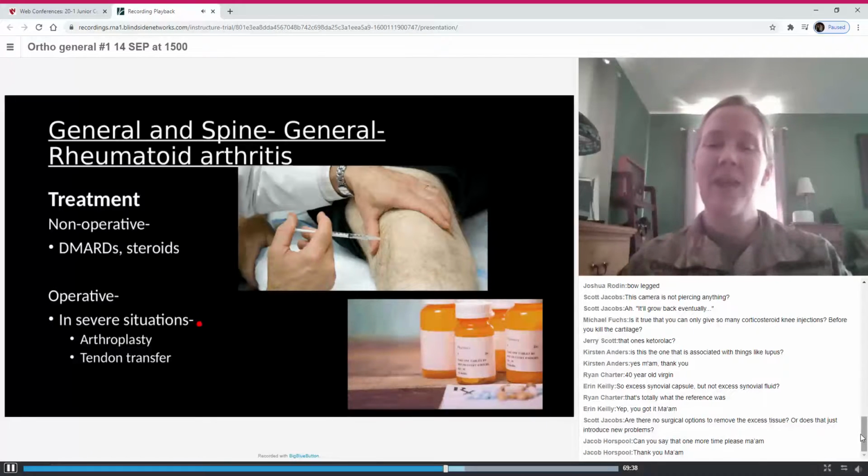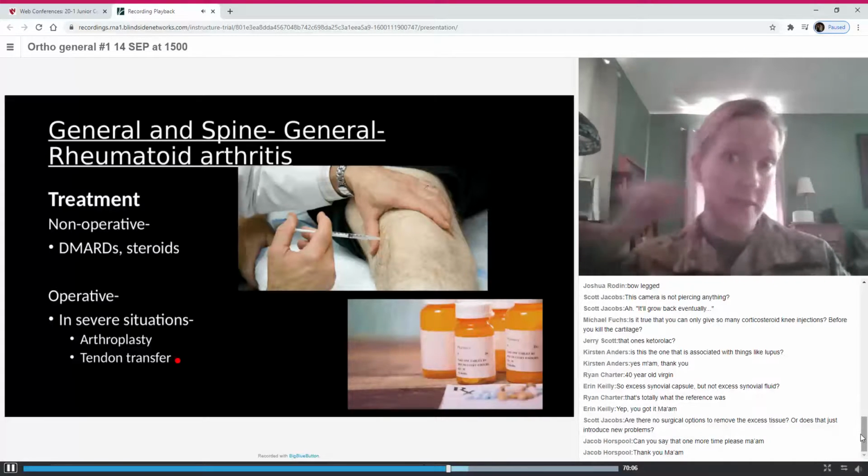And then we can still use operative interventions in a very similar manner. We can go in and do an arthroplasty or a joint replacement if the joint erosion is severe. Or if we are suffering from some kind of tendon rupture, we can go in and do some tendon transfers to help with that as well. And then, as we talked about with the pretty picture with the excess synovium, we can maybe do some cleanup if it's in a large enough joint.